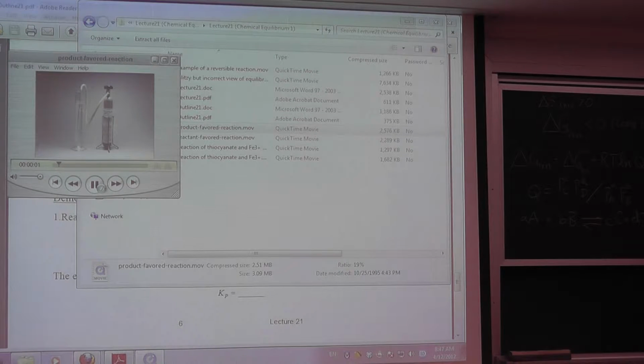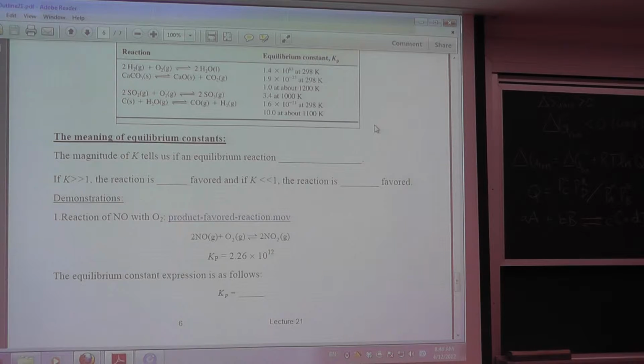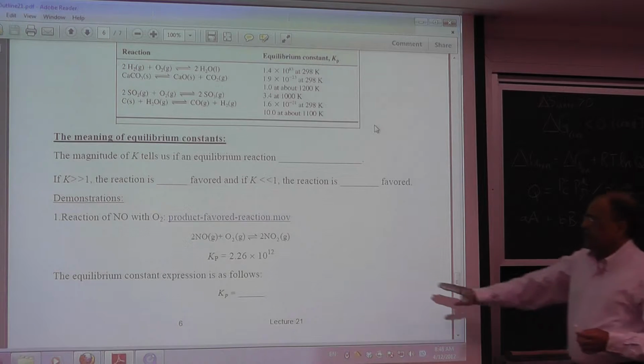Nitrogen monoxide does not react with water. When it contacts oxygen in the air, however, the reaction is almost instantaneous and produces the brown gas, nitrogen dioxide. The reaction is so product-favored that a chemist would say that it has gone to completion, a fact reflected by its very large equilibrium constant. So this is a large value here.